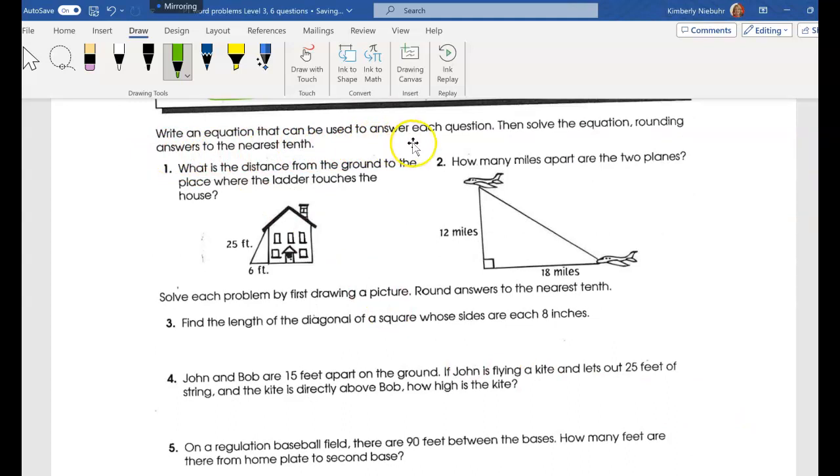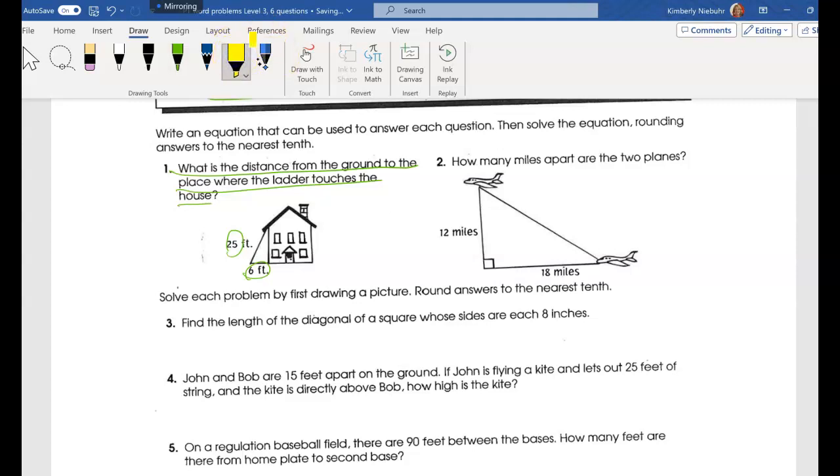Write an equation that can be used to answer each question, then solve the equation, rounding answers to the nearest tenth. What is the distance from the ground to the place where the ladder touches the house? All right? So we have 6 feet. We have 25 feet. I'm going to circle those numbers. Those are important. And underlining the question. And I'm going to box in the important terms or words. The distance from the ground to the house where the ladder touches the house. Wow, those were all really important words.